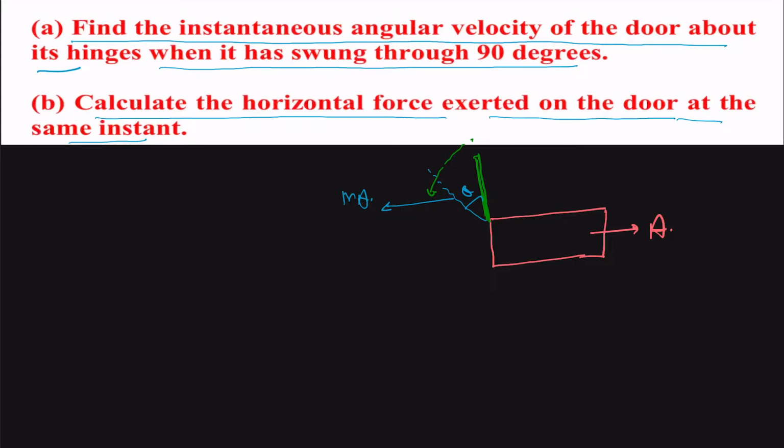And we can divide this MA into two components. First component, and a second component. So we have theta, this angle will also be theta. So we get this as our MA cos of theta, and we have this MA sine of theta.